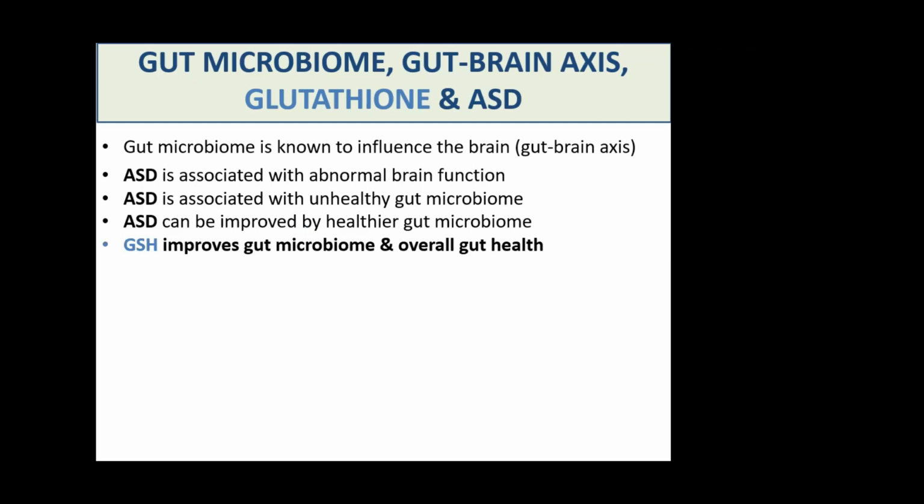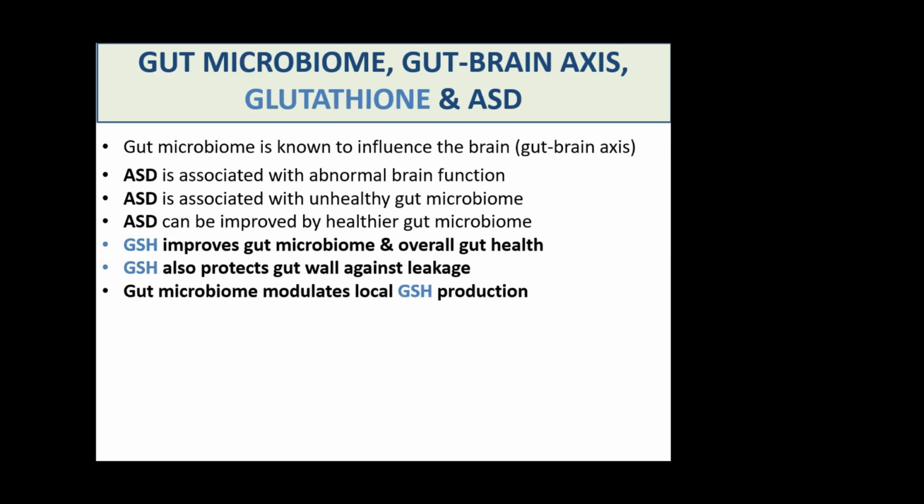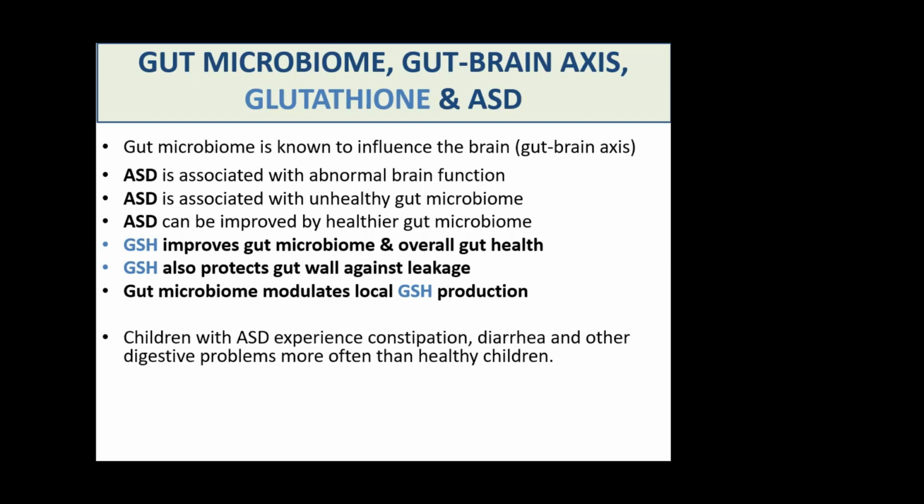Glutathione improves gut microbiome and overall gut health. Glutathione also protects the gut wall against leakage, and the gut microbiome itself modulates local glutathione production. So there's an intimate relationship between the gut microbiome and glutathione. Children with ASD experience constipation, diarrhea, and other digestive problems more often than healthy children, and a microbiome-friendly diet is important in the management of ASD.